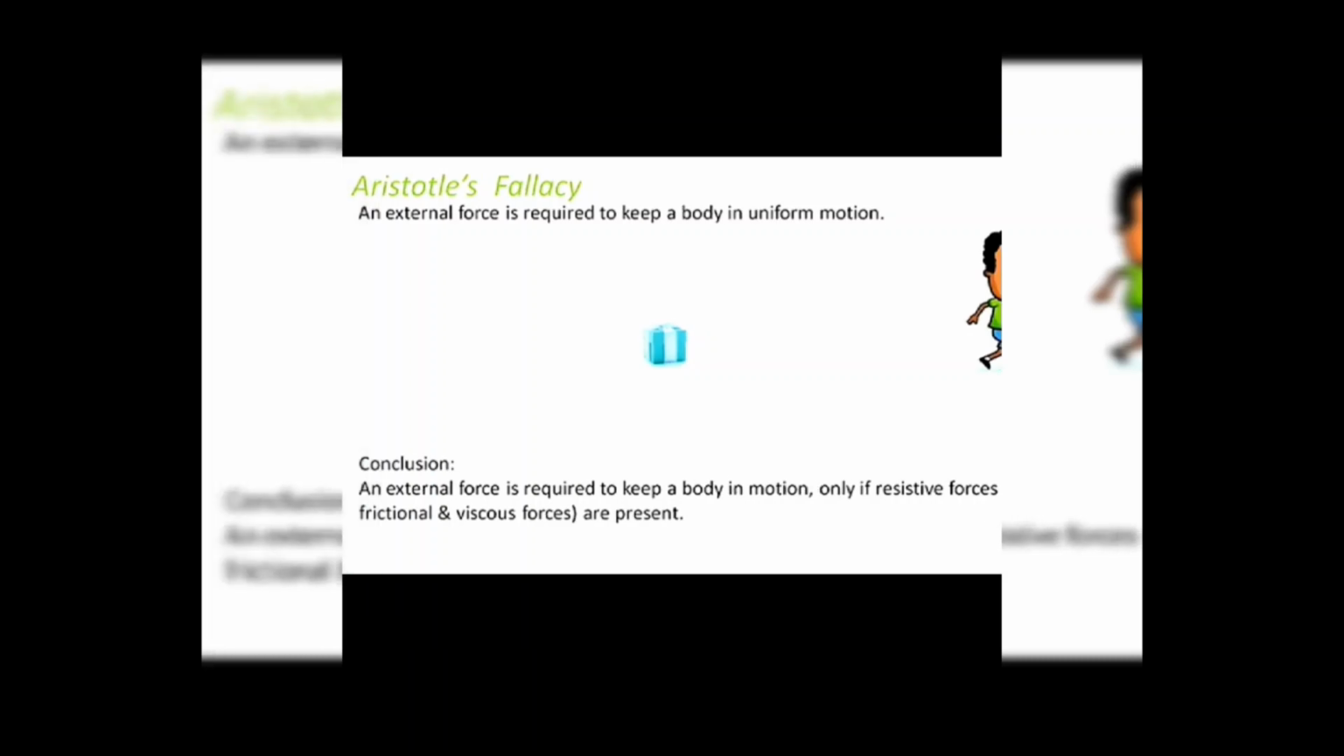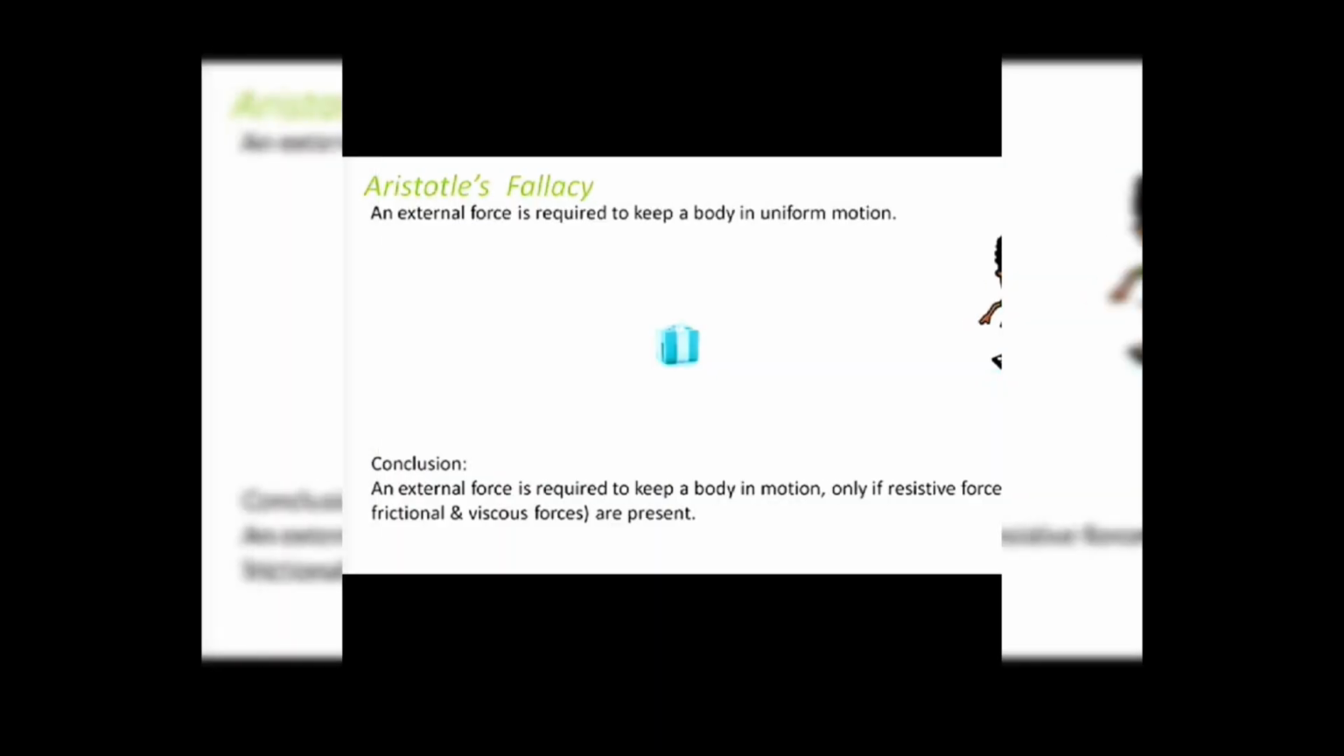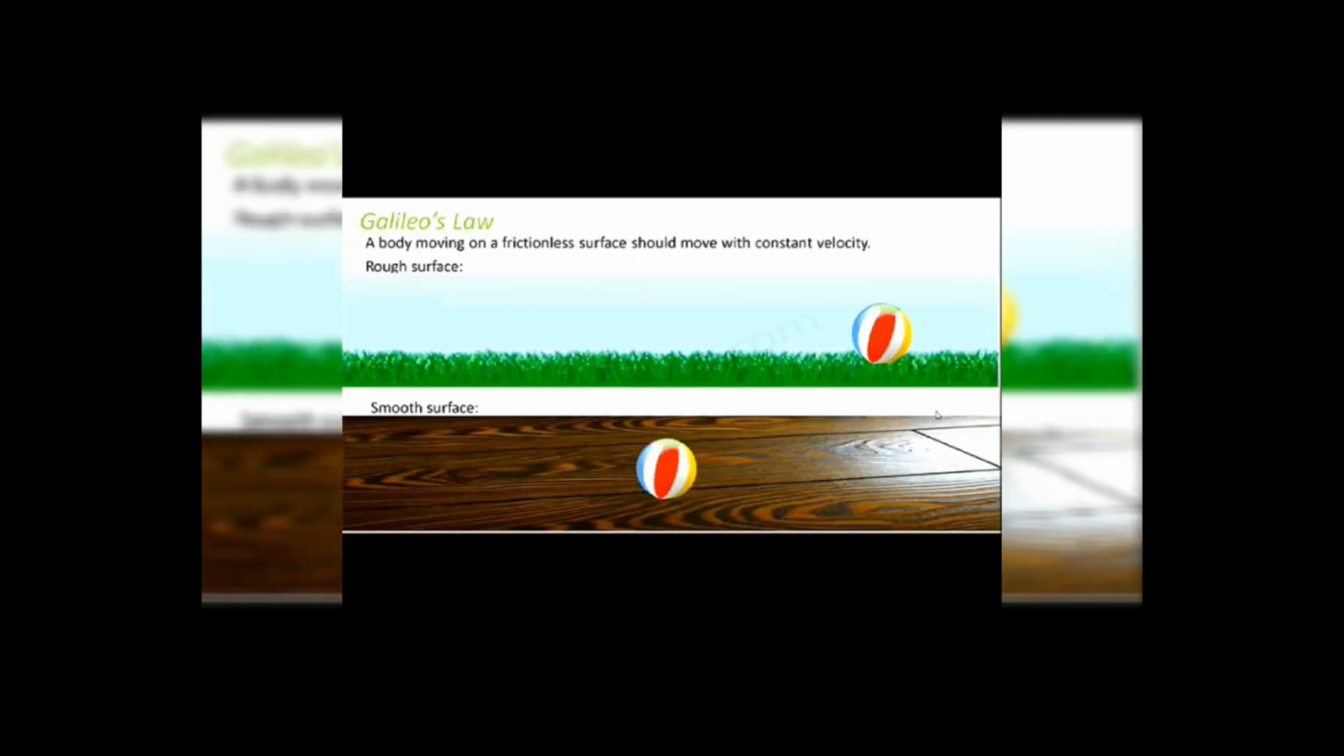Whatever he observed was correct, but what he interpreted out of that was not completely correct. Now, based on this fact, Galileo gave his law. Galileo also did a lot of studies on force and motion. Now, what did he see? He said that a body moving on a frictionless surface should move with constant velocity. That is what I mentioned, right? If the surface is frictionless, there is nothing to oppose the motion. So the body should keep on moving with uniform velocity.